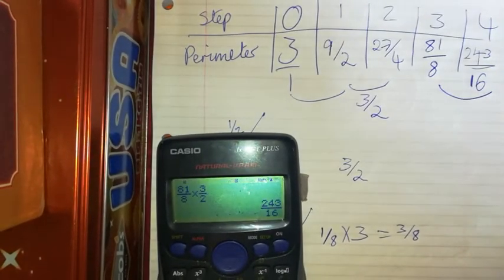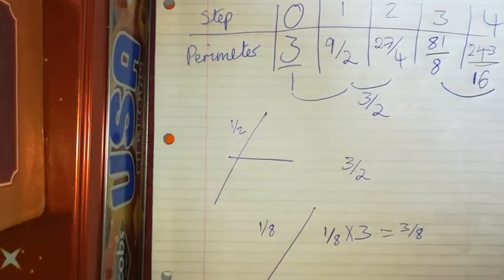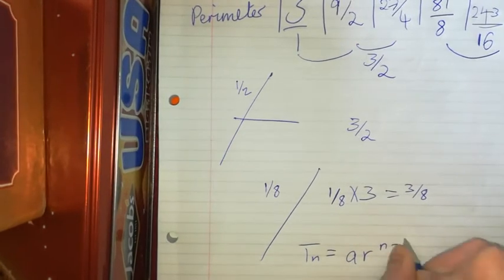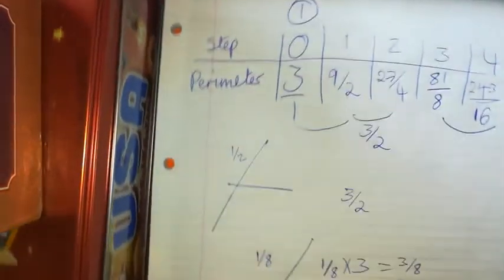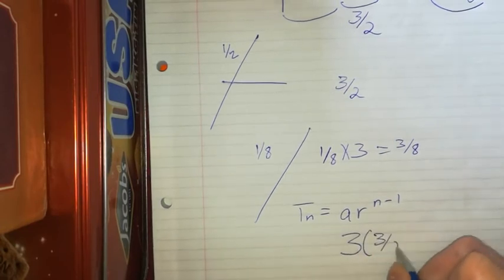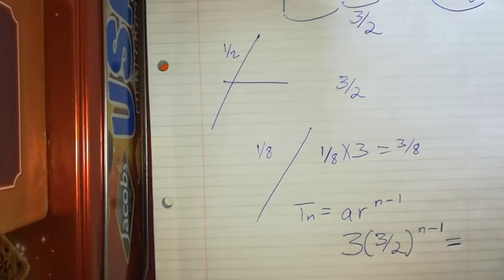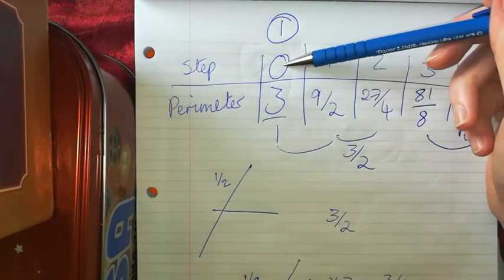Now, give the total perimeter of the black triangles in step number 35. So I'm going to form a geometric sequence, so general terms. Tn is a r to the n minus 1. My first term, I'm going to say step number 0 is pattern number 1. So in pattern number 1, the first term is 3. The ratio is 3/2, and then n minus 1.